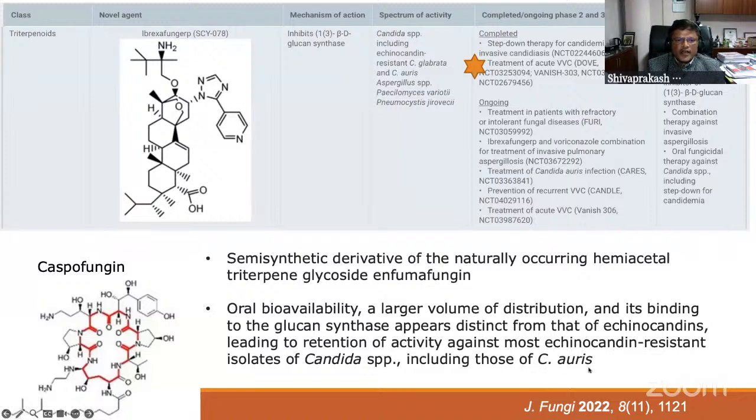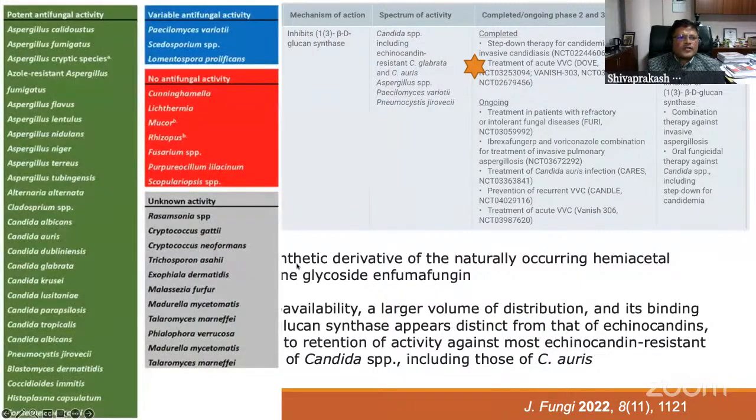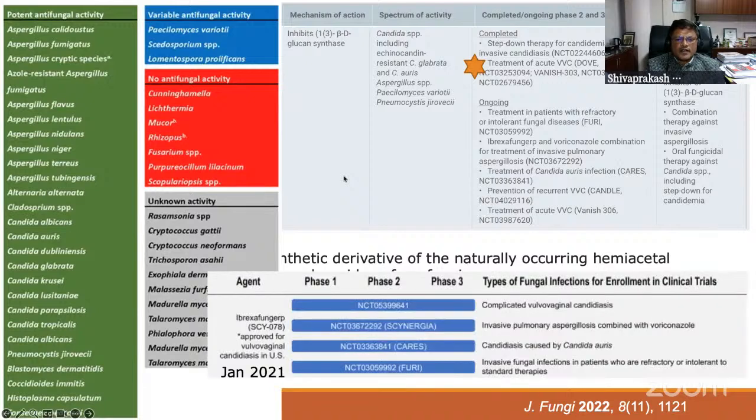Just like an echinocandin, it acts on the beta-D-glucan synthase enzyme, but does not act on Mucorales or Cryptococcus. You can see it has activity against Aspergillus and all the Candida, but it does not have activity on Mucorales, Scedosporium, Fusarium, Rhizopus and so on. It has variable activity against Scedosporium and Lomentospora. Activity against these two organisms would usually be very good, because these are mainly the most resistant organisms and difficult-to-treat infections.